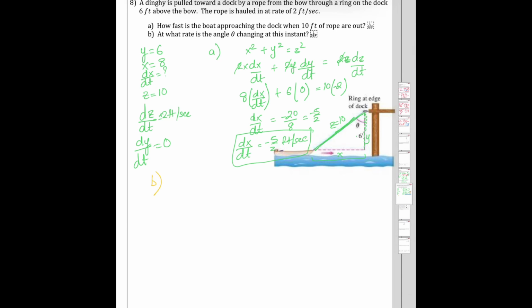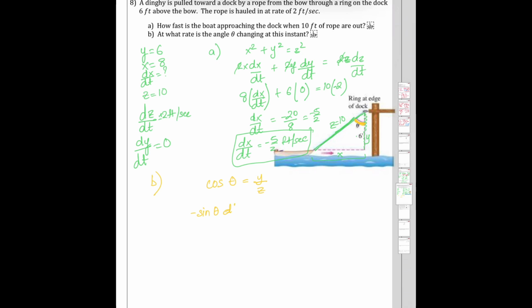Part B. It's saying at what rate is the angle theta changing at this instant? So this is your angle. At what rate is it changing? Meaning I want to find d theta/dt, right? Again, I would like to pick something that has already the derivative to be 0. So I would pick y over z. Which trig function gives me y over z? That's adjacent over hypotenuse. You can pick any, it would still work, but I'll just pick one where it's 0. So cosine theta equals y over z. So let's take the derivative.